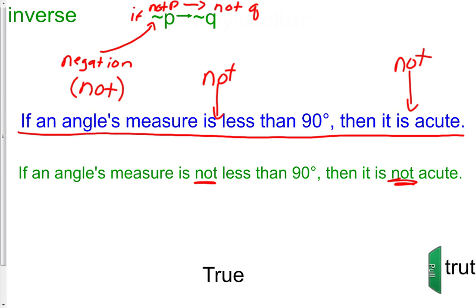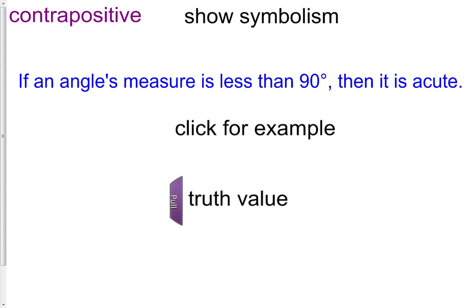So the conditional statement has its own truth value, the converse has its own truth value, the inverse has its own truth value. And the inverse, you keep the P statement right where it is, you keep the Q statement right where it is, but the difference is that you put nots on both the hypothesis and the conclusion, on the if and the then part. So there's your inverse.